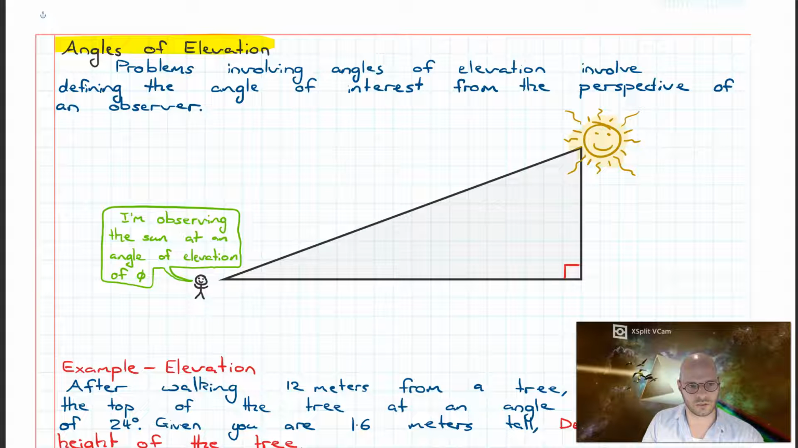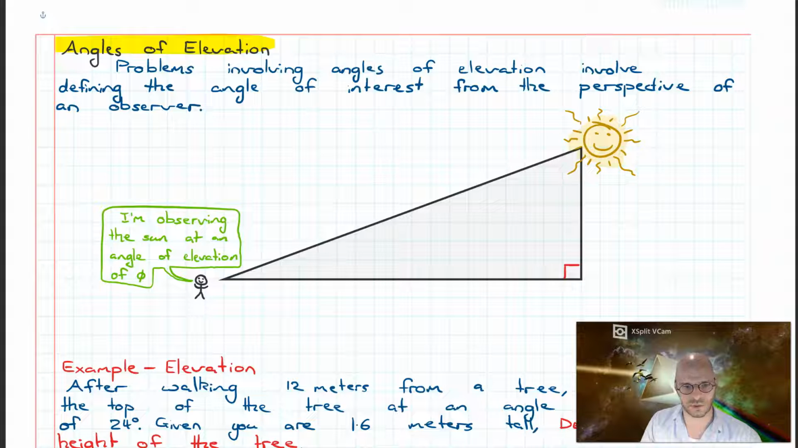Welcome to this video on the topic of trigonometry. In this video, we're going to unpack the idea of angles of elevation. An angle of elevation is simply a convention we use for defining direction relative to the horizontal plane.